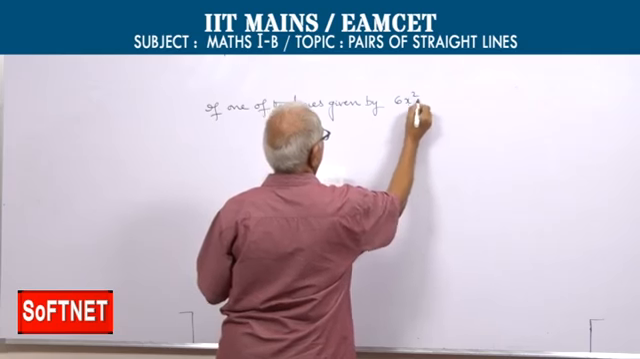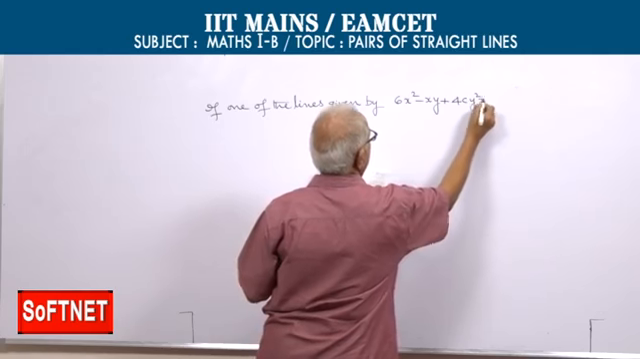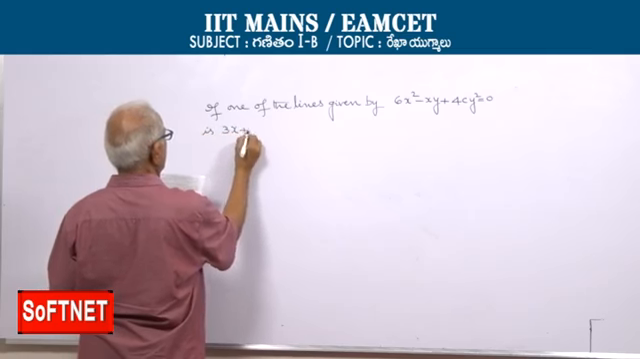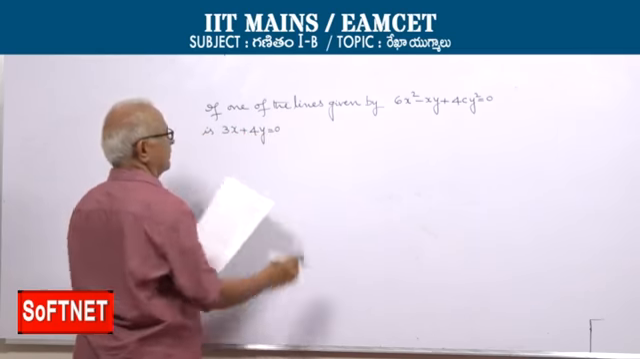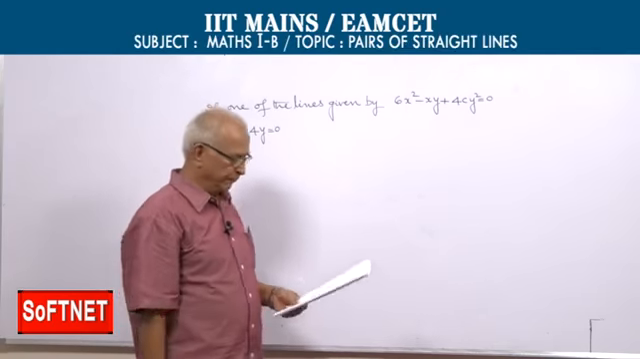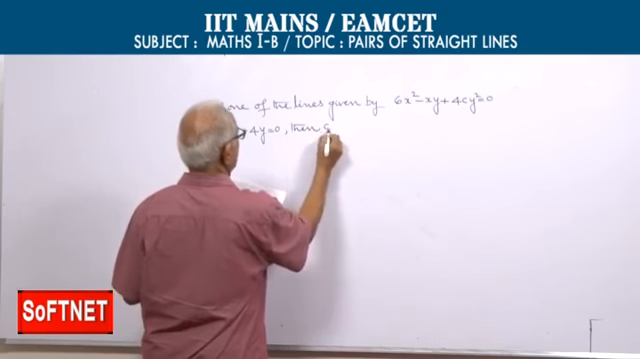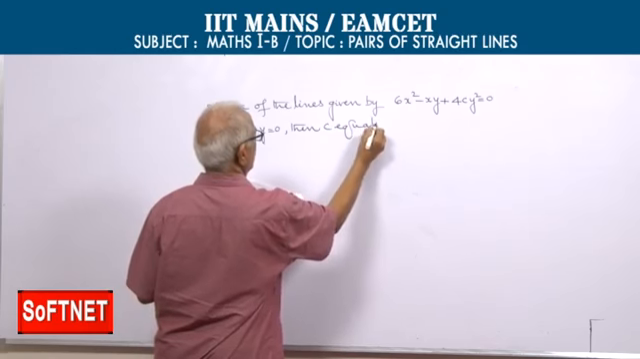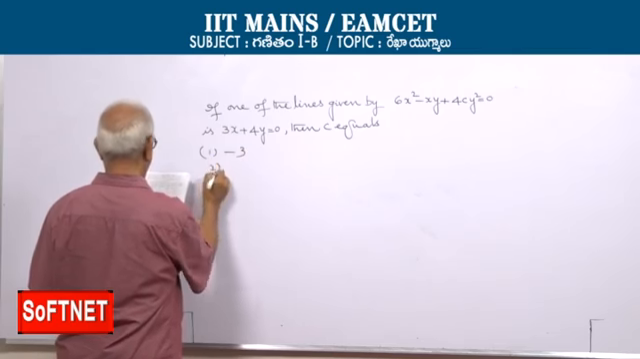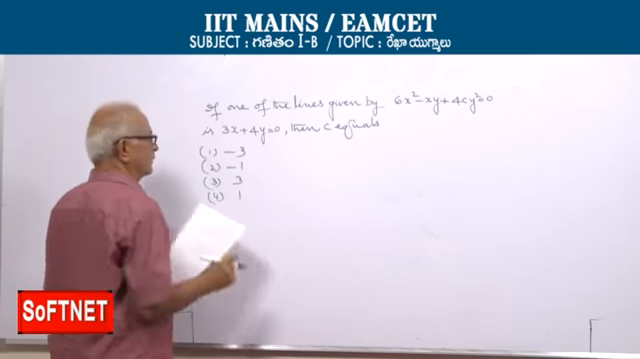6x square minus xy plus 4cy square equal to 0. One of the two lines represented by this equation is 3x plus 4y equal to 0. Then c equals, this is also 2004 AIEEE: 1, minus 3, minus 1, 3 and 1. So these are the 4 options given.